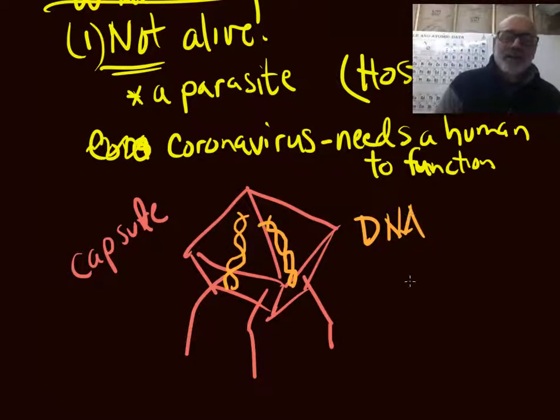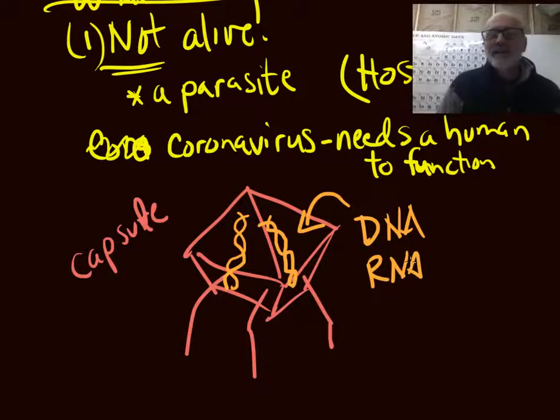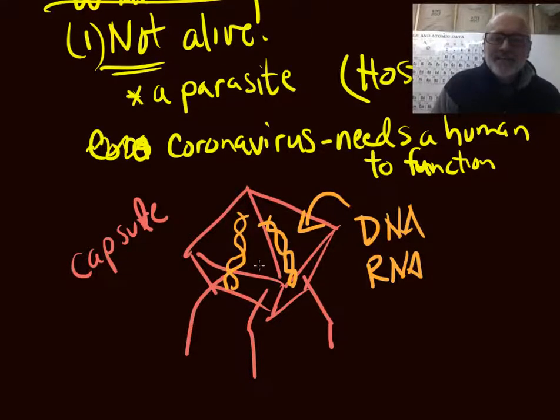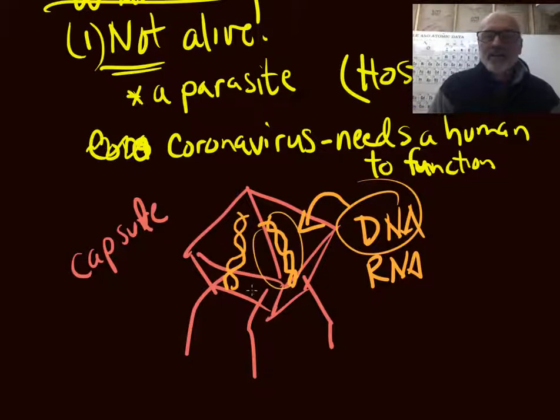All right. So inside these capsules is DNA or RNA. It's not the DNA that makes humans. The DNA that's in these capsules for viruses is the instructions for making that virus. That's important to know. So this DNA right here is the instructions for making that virus, the coronavirus. Okay? Keep that in mind. You're going to need to know that. So that's what a virus is.